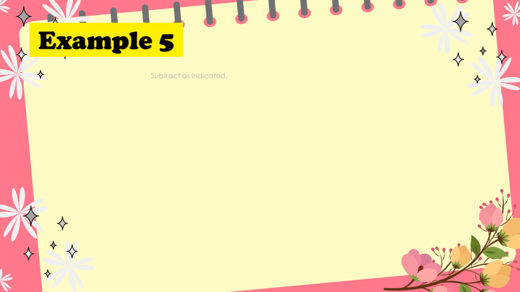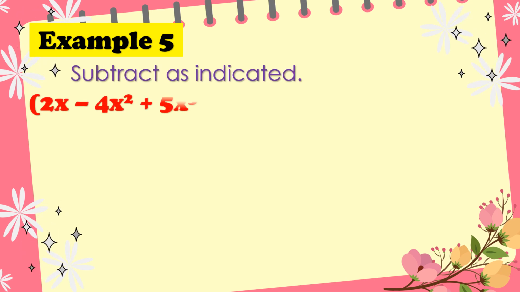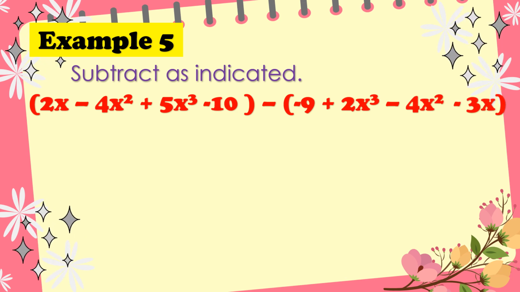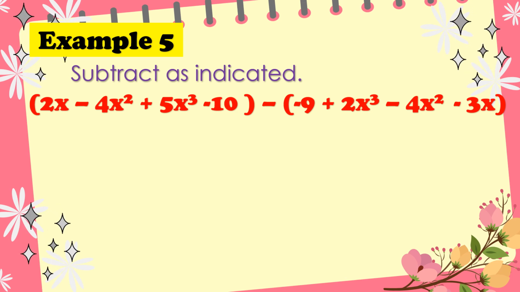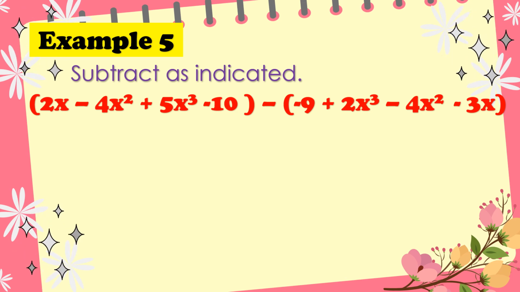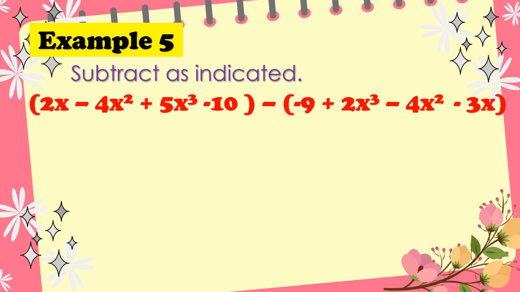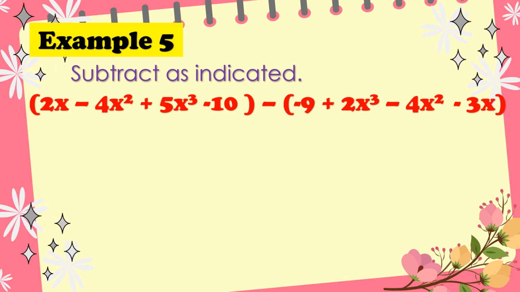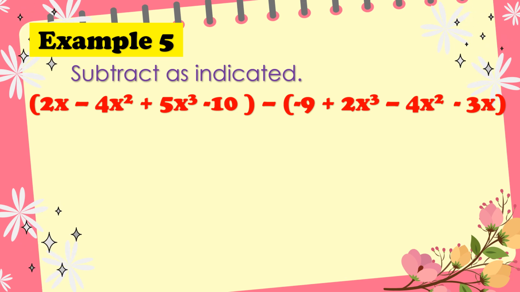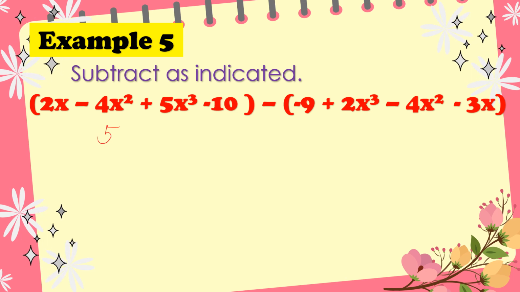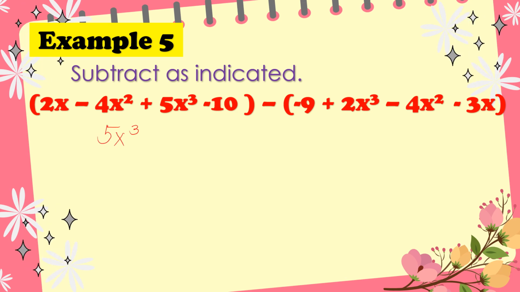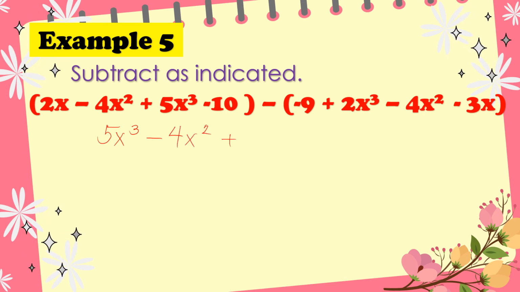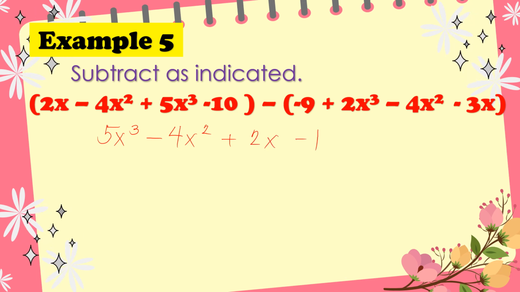And now down to our last example. Quantity 2x minus 4x squared plus 5x cubed minus 10 minus the quantity negative 9 plus 2x cubed minus 4x squared minus 3x. So, gamitin natin yung vertical subtraction. I-arrange na rin natin yung terms niya para yung polynomial natin nasa standard form na. So, hanapin natin yung pinakamataas na exponent o yung term na may pinakamataas na exponent. So, that would be 5x cubed. Ang susunod sa kanya is yung negative 4x squared and then plus 2x minus 10.